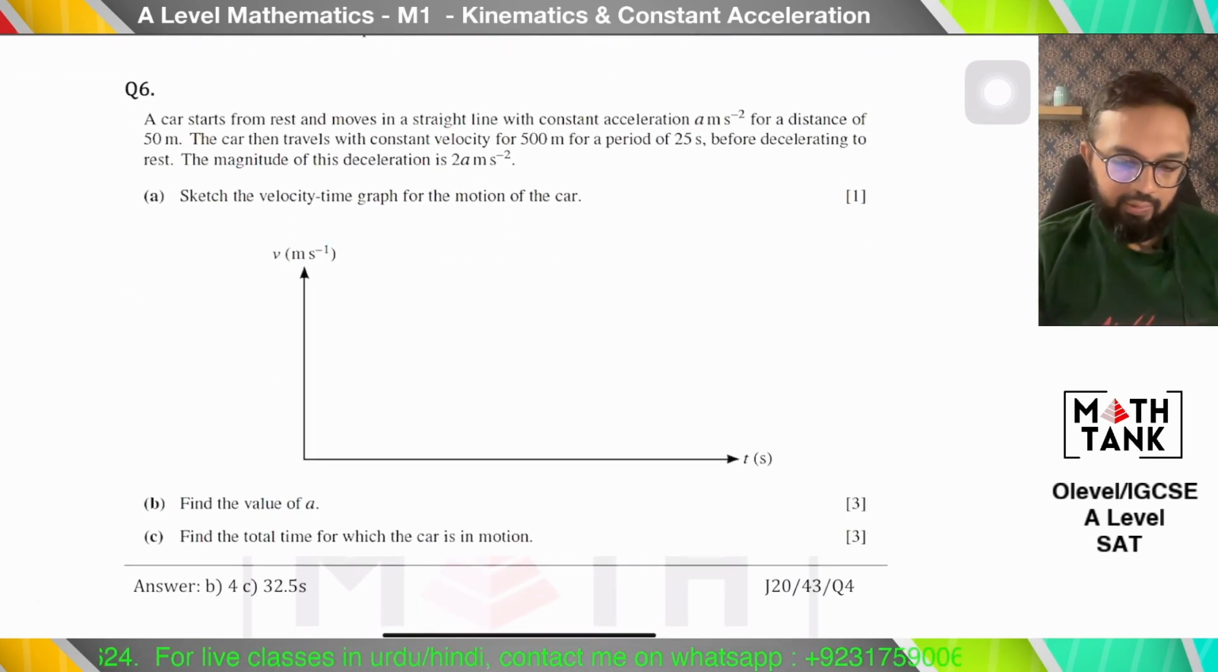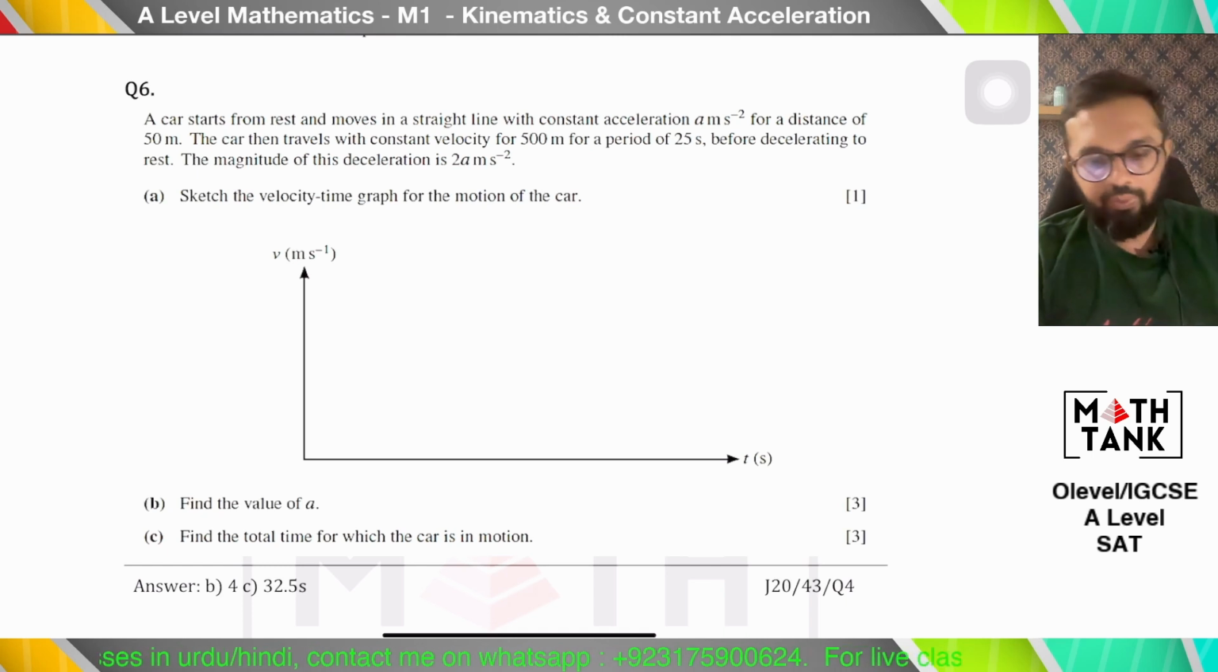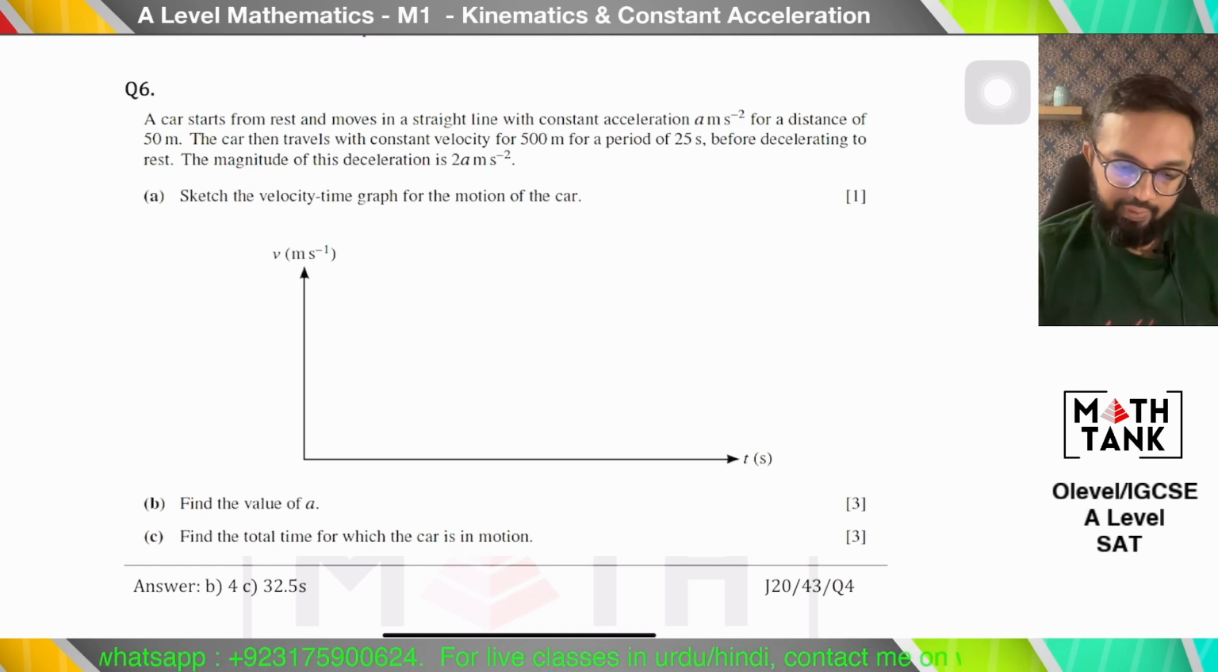Okay, a car starts from rest, moves in a straight line with constant acceleration A for a distance of 50 meters. The car then travels with a constant velocity for 500 meters for a period of 25 seconds before decelerating to rest. The magnitude of this deceleration is 2A. Sketch the velocity time graph.